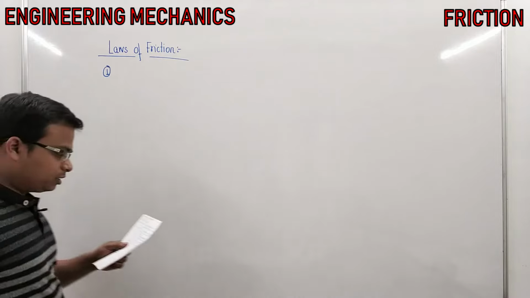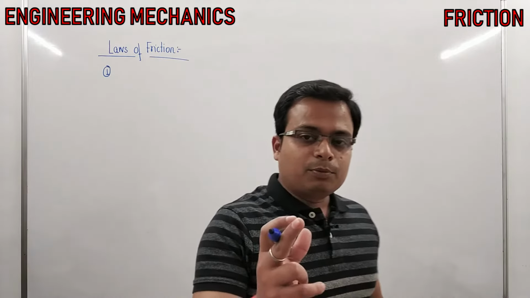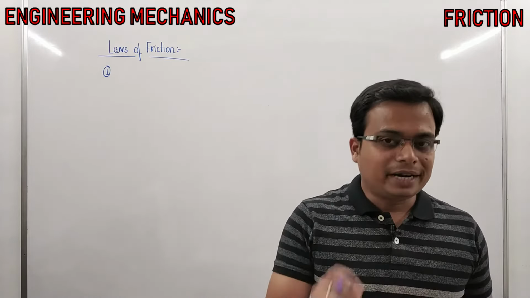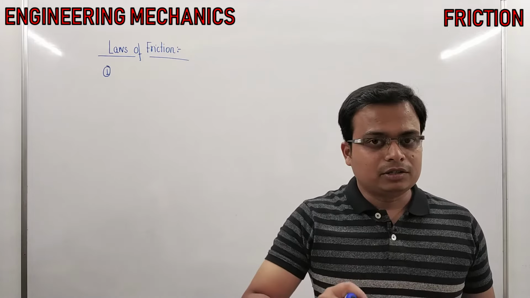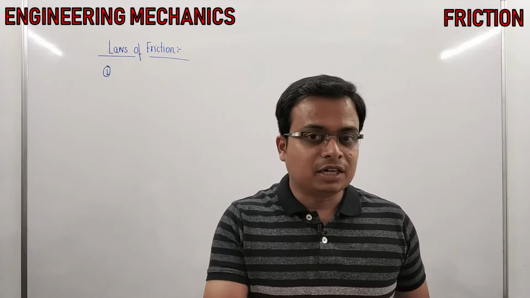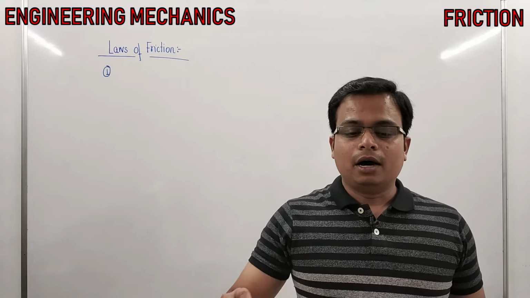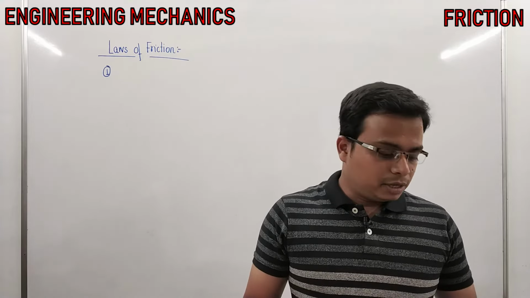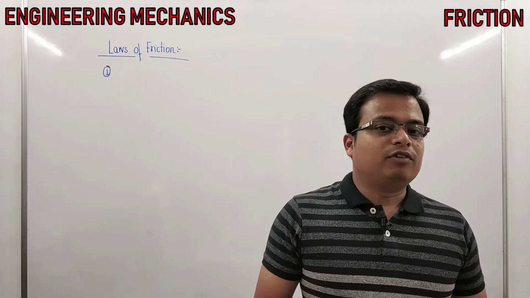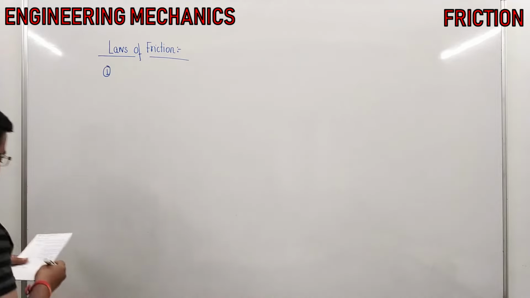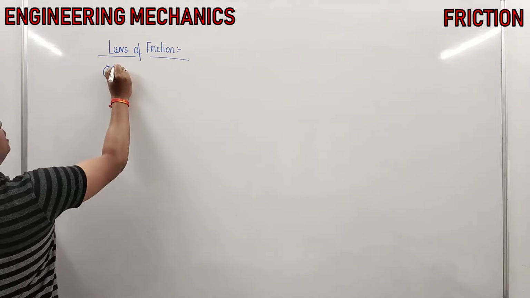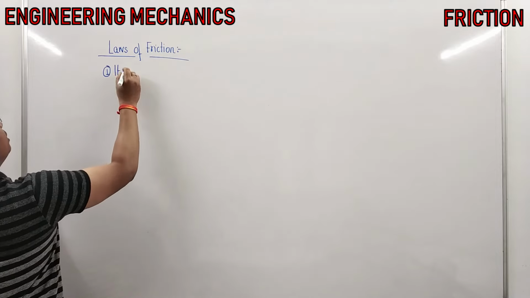Number one. So the first law is, it depends upon the quality of surface. What that essentially means to say is, whether the surface is polished or not, if it is rough, how much rough it is, all these things really cater to the magnitude of limiting friction. Remember, number one, it depends upon the type of surface in contact.